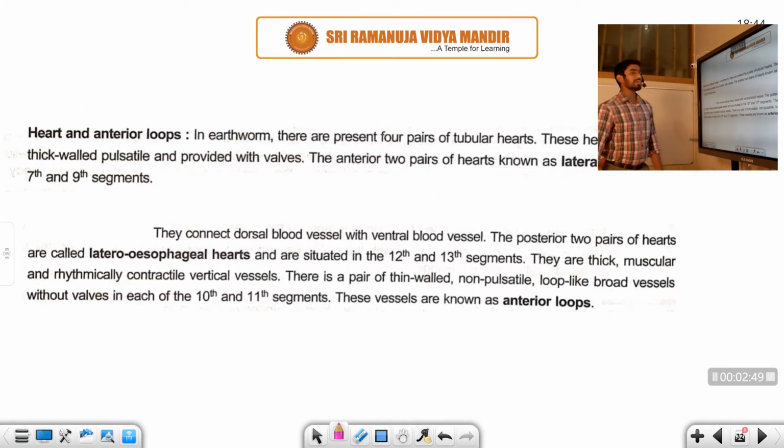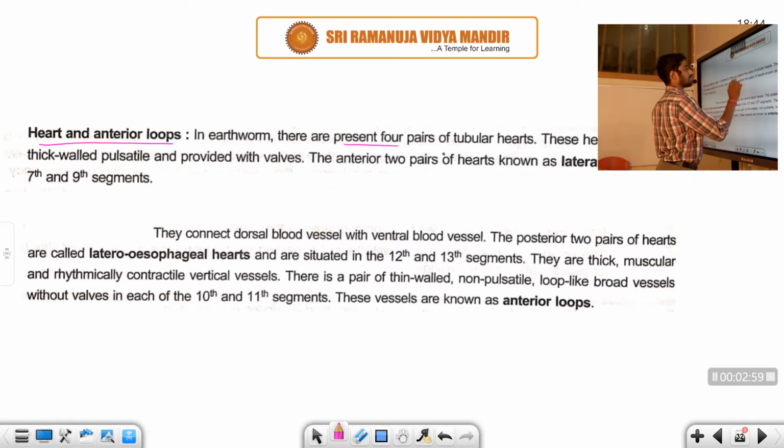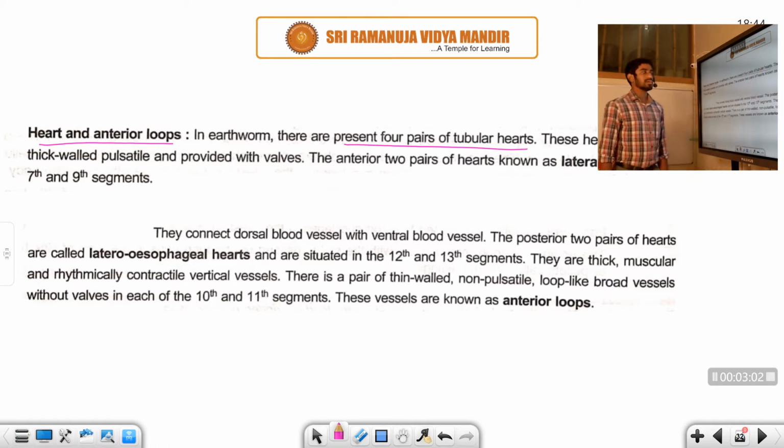First of all, we are talking about the heart and anterior loops. In the earthworm, how many pairs of tubular hearts are present? There are 4 pairs of tubular hearts. That means the 7th and 9th segments have 2 pairs, and the 12th and 13th segments have another 2 pairs. So 2 plus 2 equals 4 pairs of tubular hearts. Why is it called a tubular heart? Because the heart actually looks like a tube.